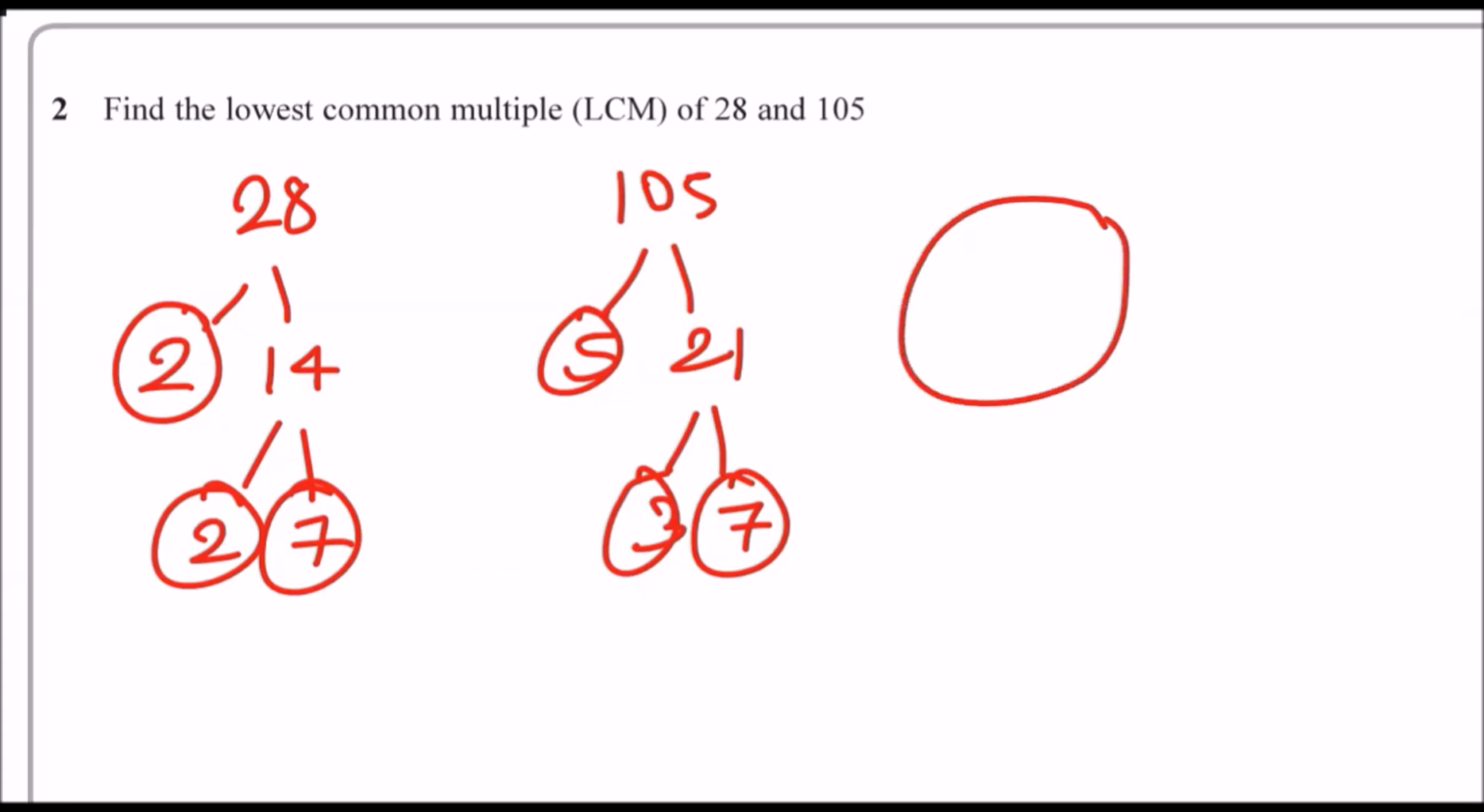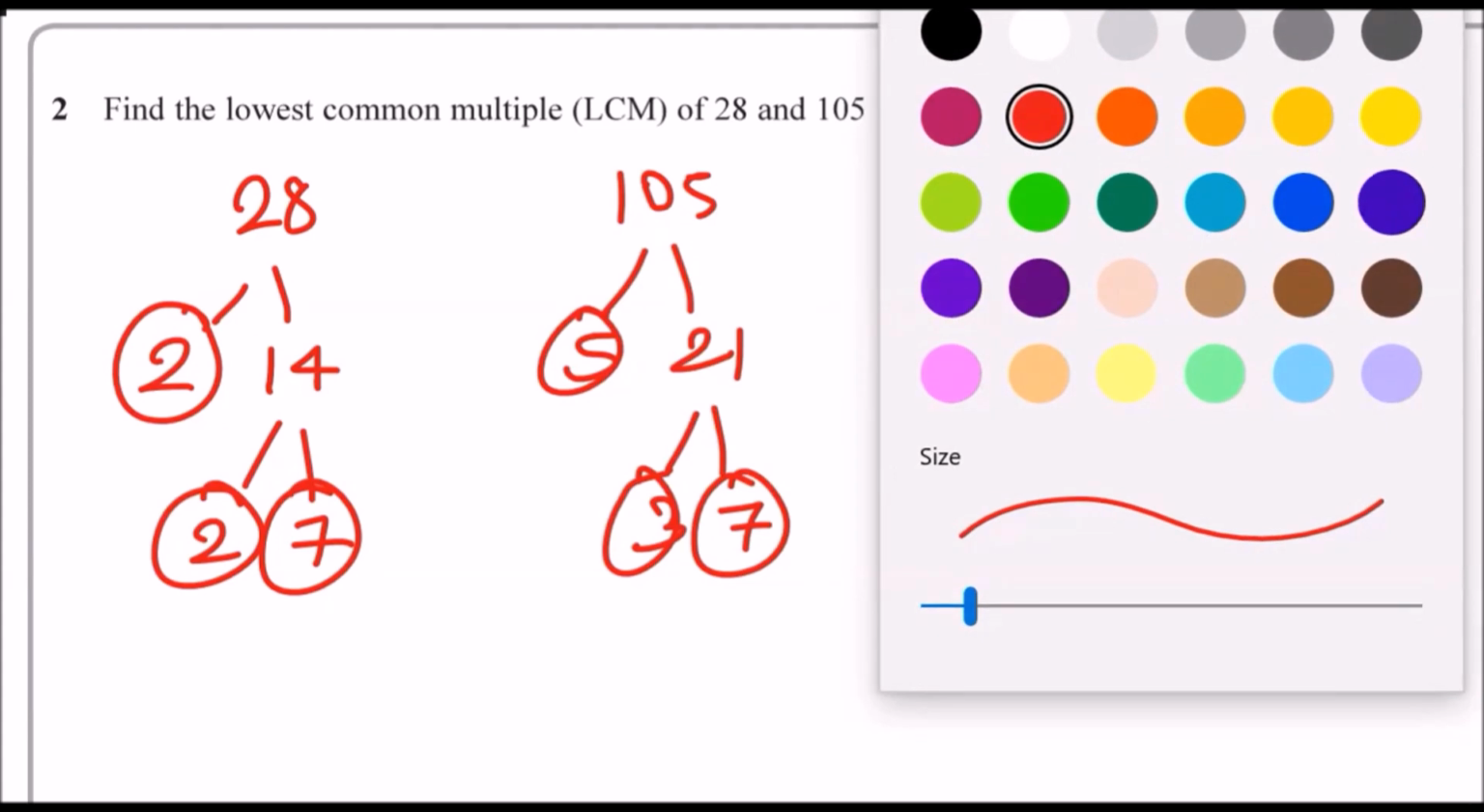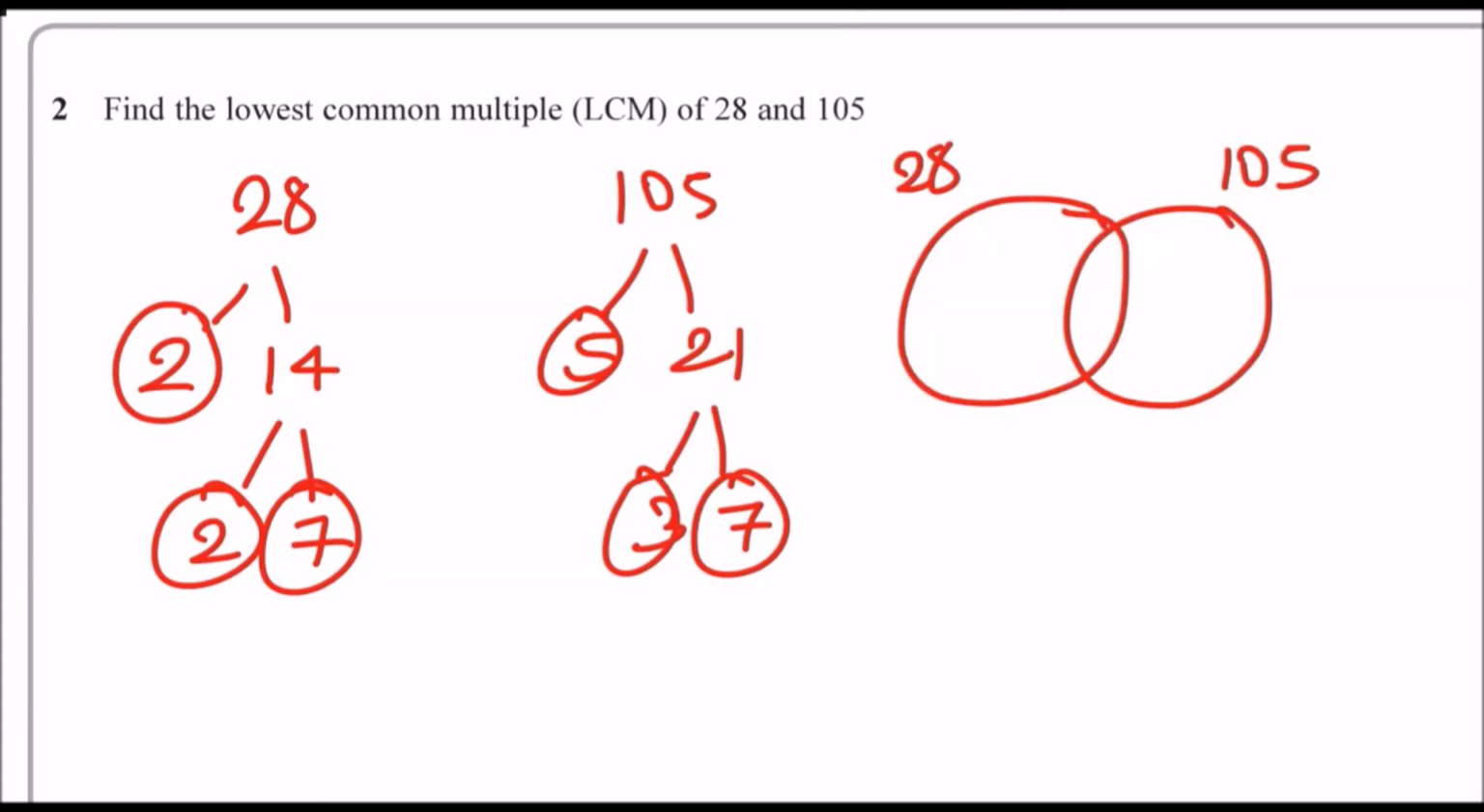So let's draw a Venn like this, and I label the first circle 28 and the second one 105. And in the center, I always put the common prime factor in. So looking at all these numbers, you can see 28 has 2, 2, and 7. 105 has 3, 5, and 7. Now looking at both, they both have a common value of 7. So put 7 there and then cross these out.